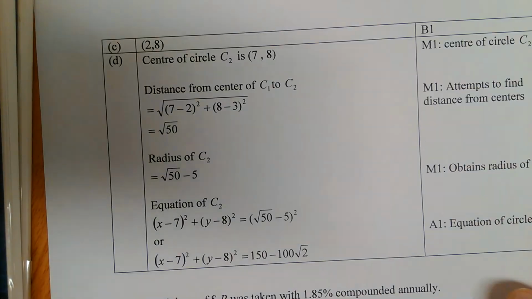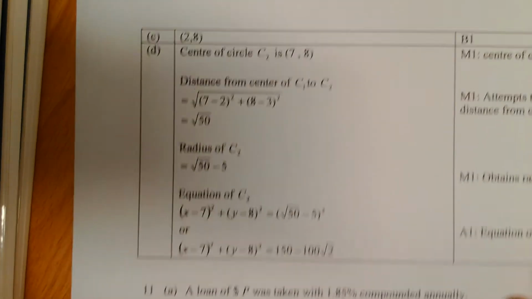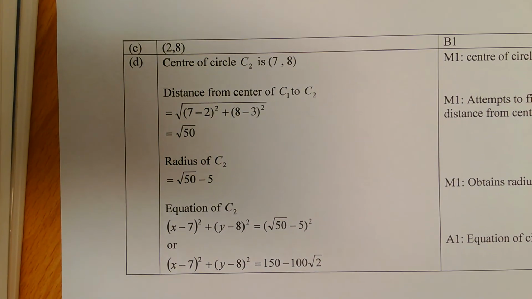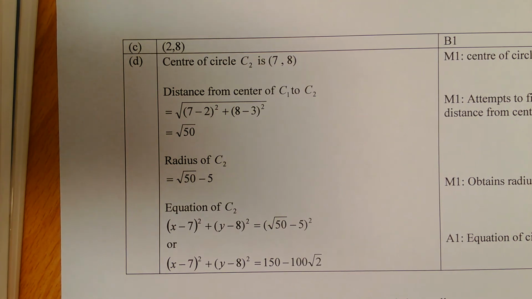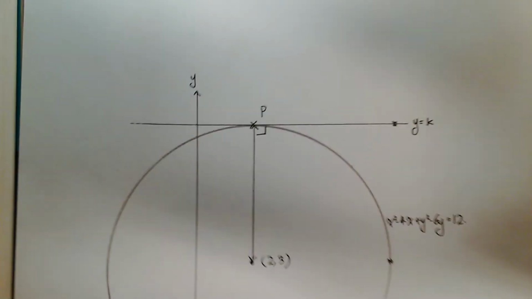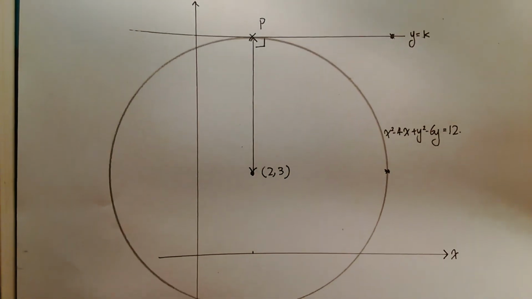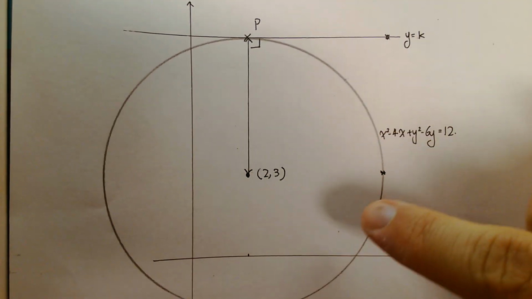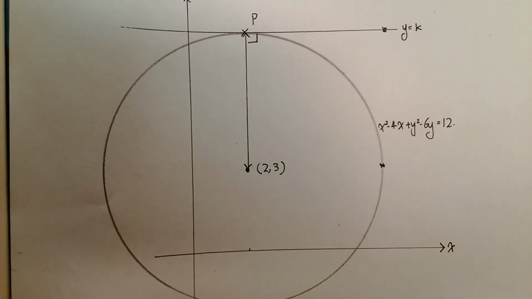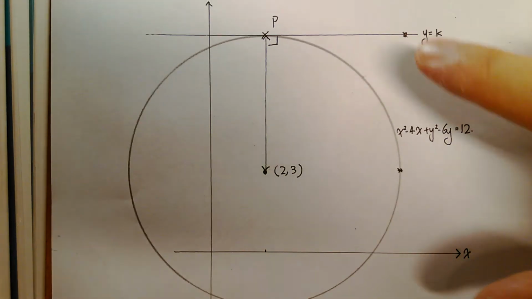Okay, now we move on to the next part, which is part C. Part C, I wrote down over here (2, 8). Okay, how did I get that? I think the best way to explain this question will be with the aid of a diagram. So first and foremost, we know that the line y equals k should actually be a horizontal line like this. So if you notice, y equals k, this is the circle, center (2, 3), radius is 5. I've drawn a rough sketch here. y equals k will be a horizontal line like this.